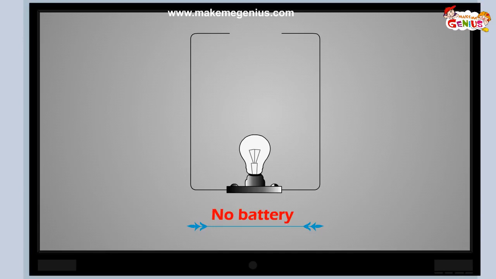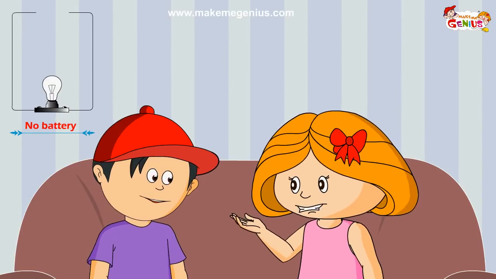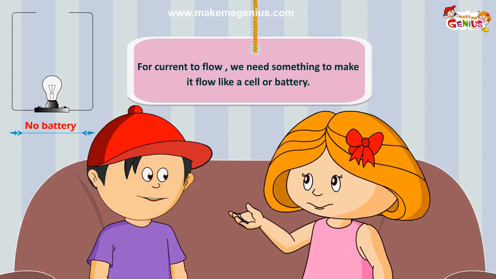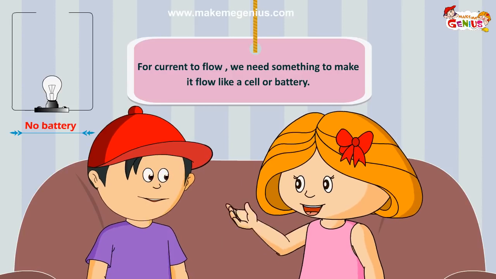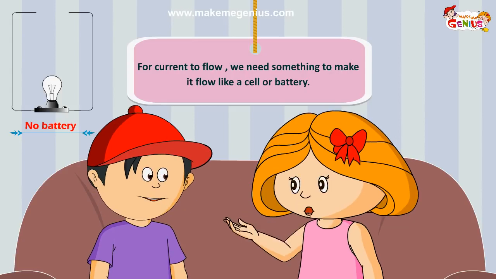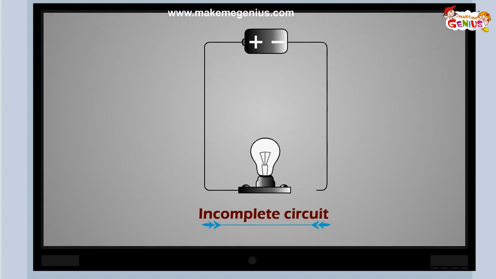Now look at this. Hey, there is no battery in this. Yeah, if there is no battery, no electricity will flow. So, the first condition for the flow of electricity in a circuit is that there should be something to make the electrons flow. Now look at this second circuit. What is missing? Oh, the circuit is not complete.